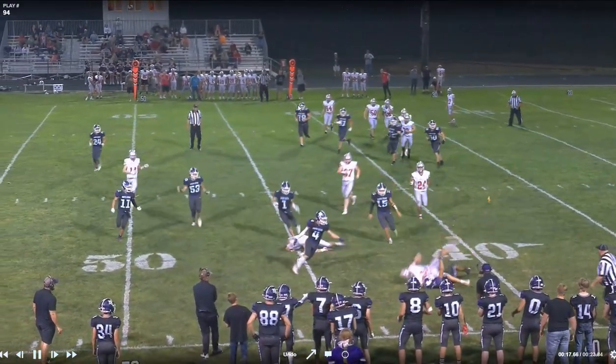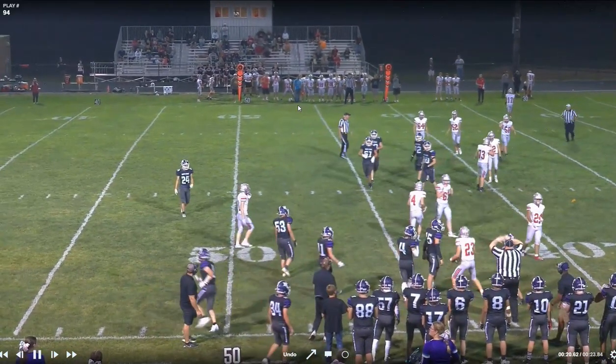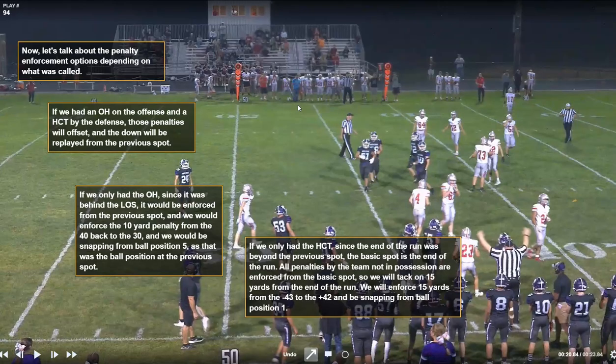There he grabs him. There he yanks him down. Okay, so we continue. Killing the clock. Good job. So now let's talk about enforcement of all the things we could have.